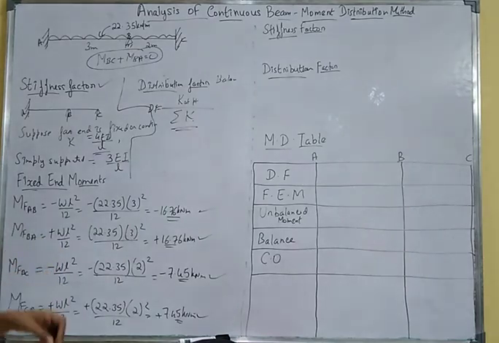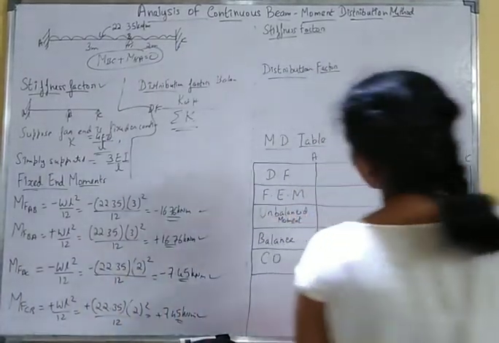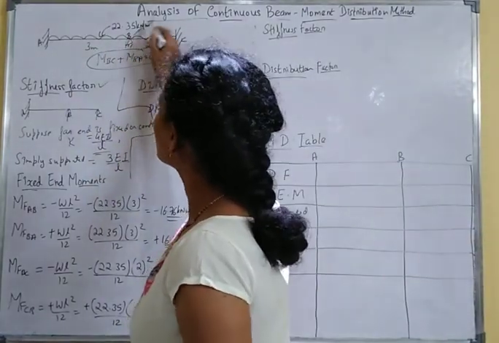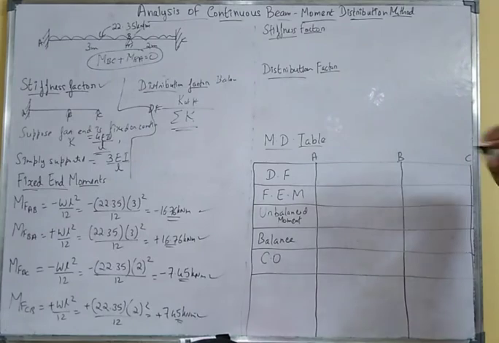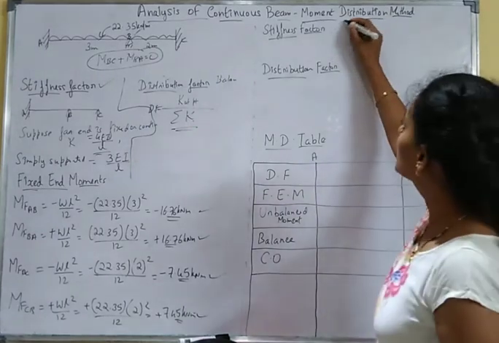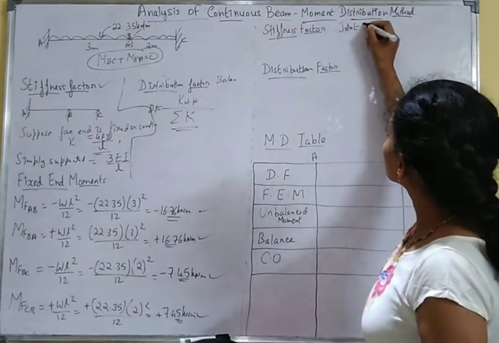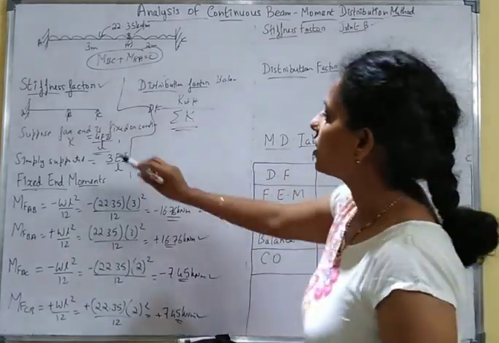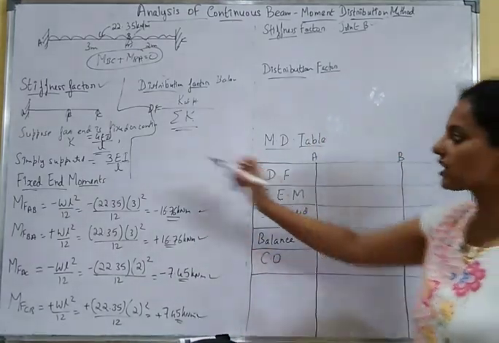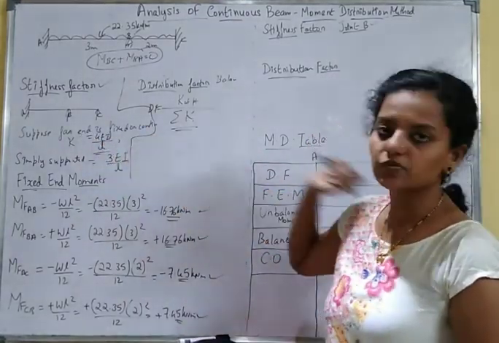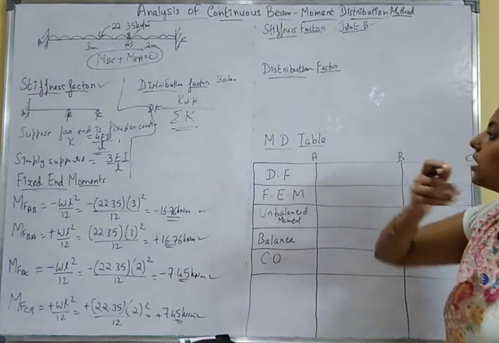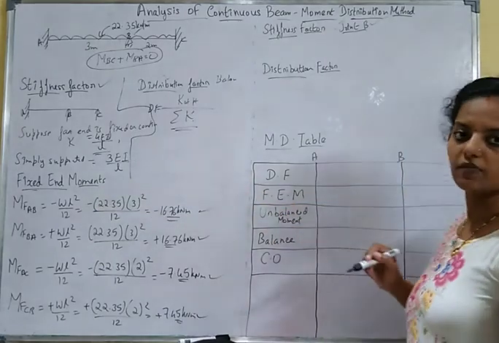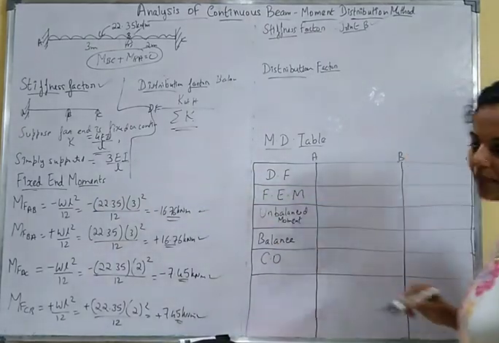Once you are done with the fixed end moments, you have to find the distribution factor. Here the intermediate support is just one point, B, so we will find the stiffness factor only for joint B. How to find the stiffness factor? We have this condition: if the far end is fixed or continuous, you will have 4EI by L. If it is simply supported, you will have 3EI by L.